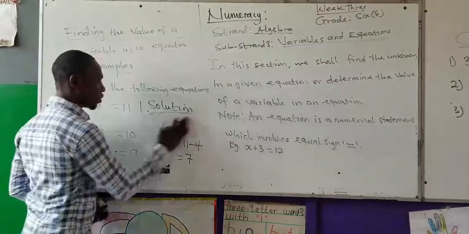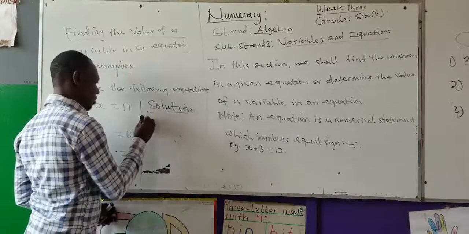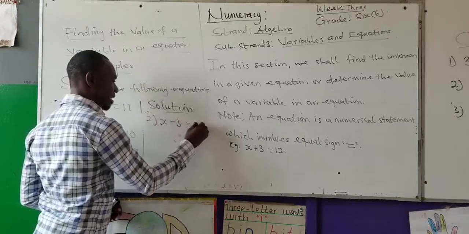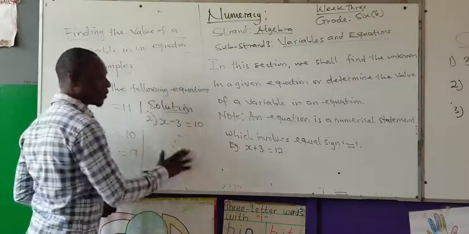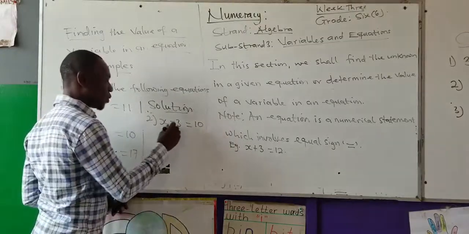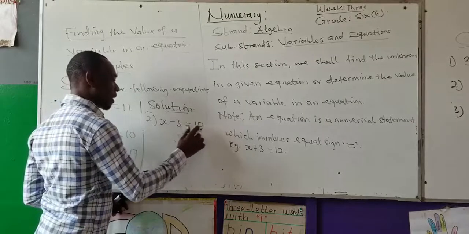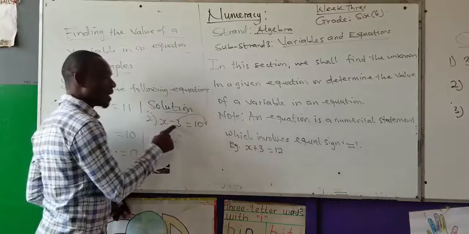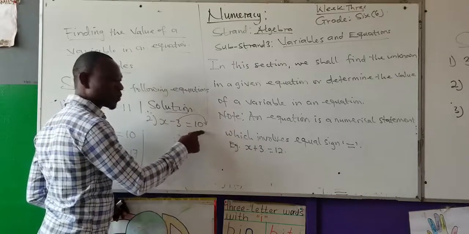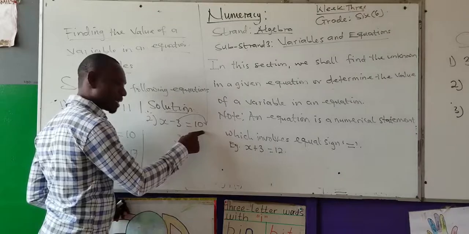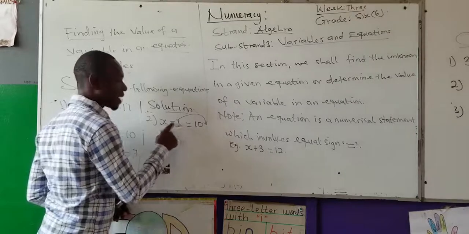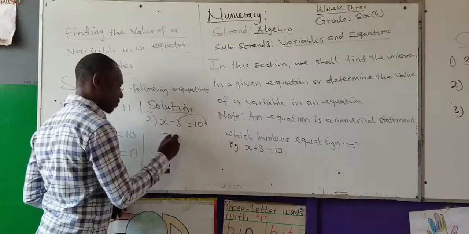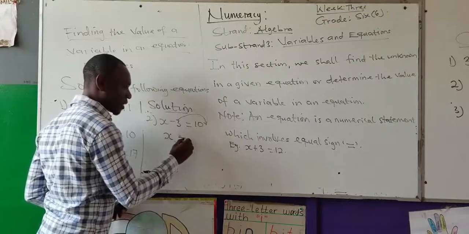So in number 2, we have x minus 3 is equal to what? 10. Yeah, it's so simple. I told you that we are looking for x, so we will move the number to its partner here. So 3 is going to move to this side. And remember, I told you that when it is positive, if it crosses the equal sign, it becomes what? Minus or negative. But when it is negative here and it crosses the equal sign, it becomes what? Positive. So here it is x.